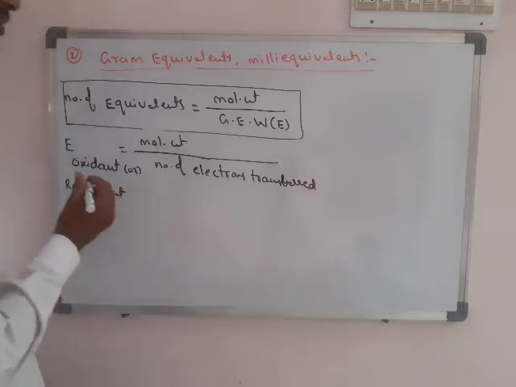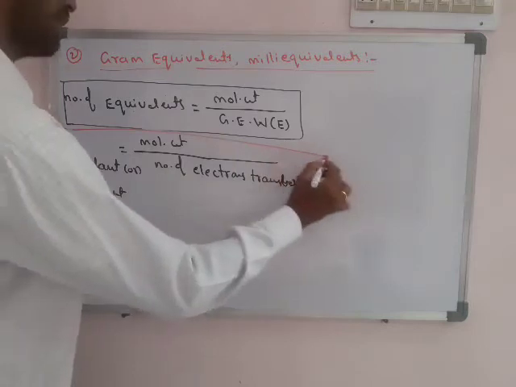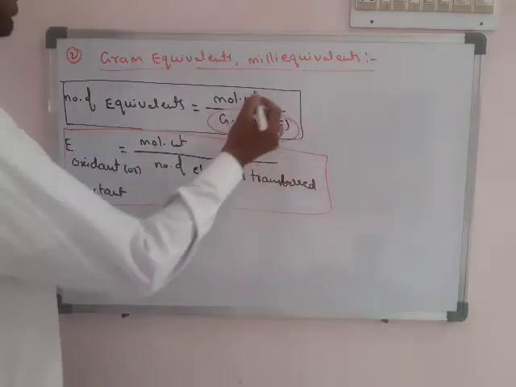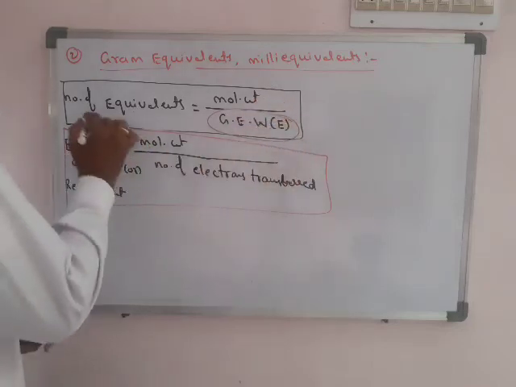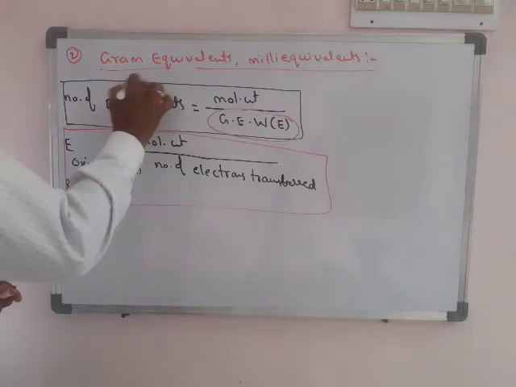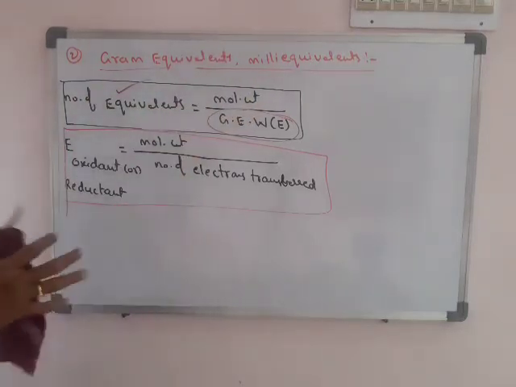Number of electrons transferred. Okay, so for the oxidant or the reductant, it is the electrons gained or lost. So these are the different formulas to calculate the equivalent weight. So we calculate the equivalent weight, then molecular weight by equivalent weight, again we will get the number of equivalents.